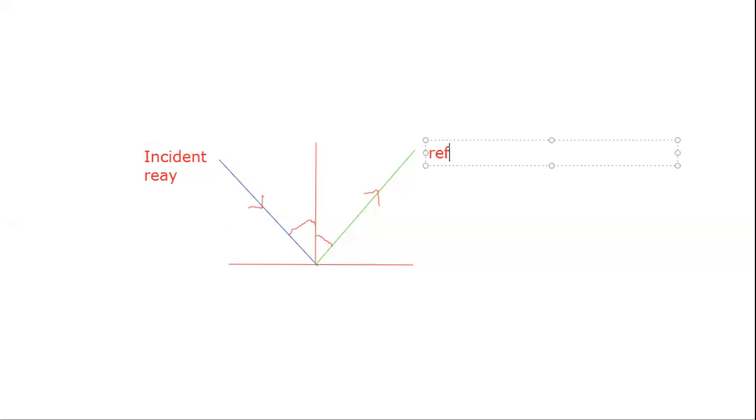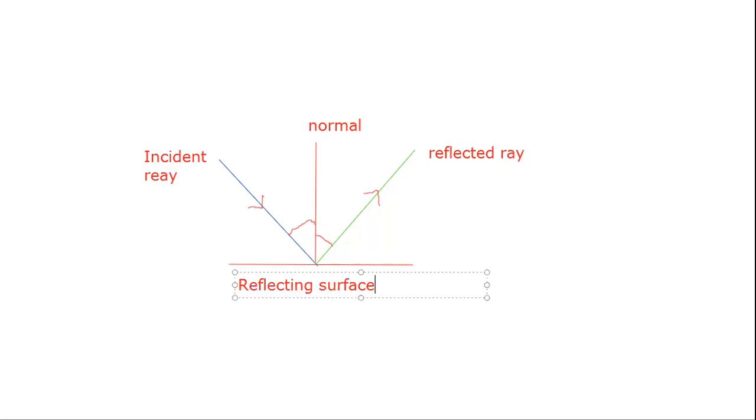Same way this is reflected ray, right? And this one is normal, right? So these are very important rays. And this one, yes, we can also say, that is reflecting surface. This is a reflecting surface. Clear? So the ray of light which is coming to the reflecting surface, after striking it will go like this. Green color ray is reflected ray.